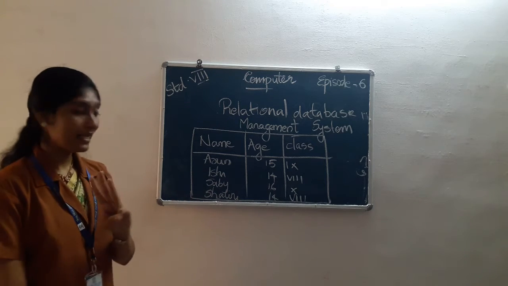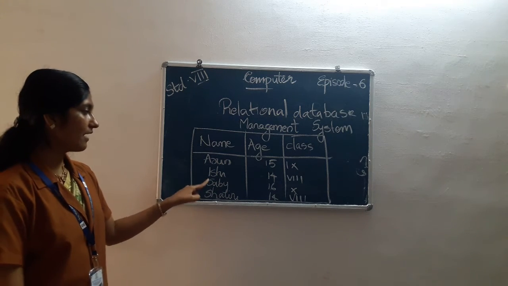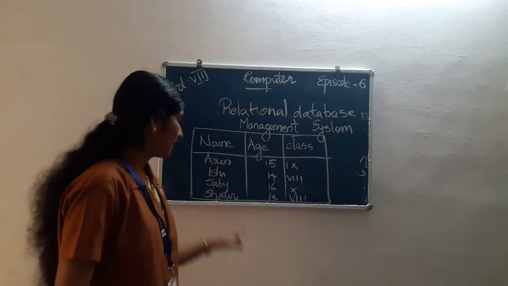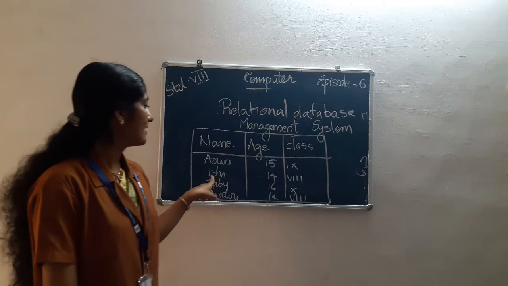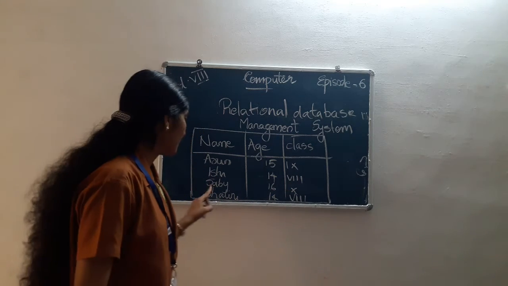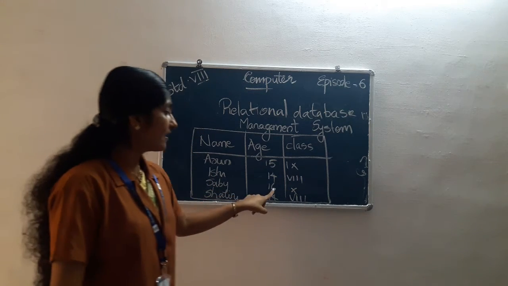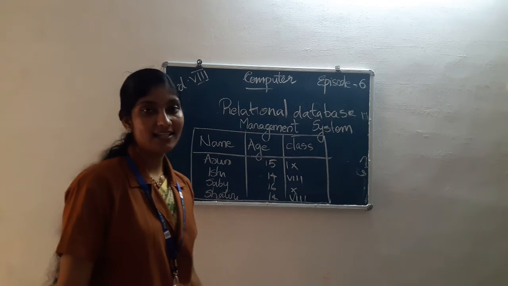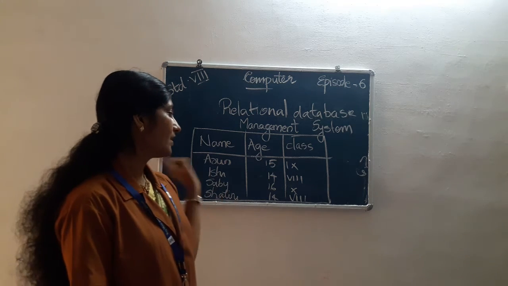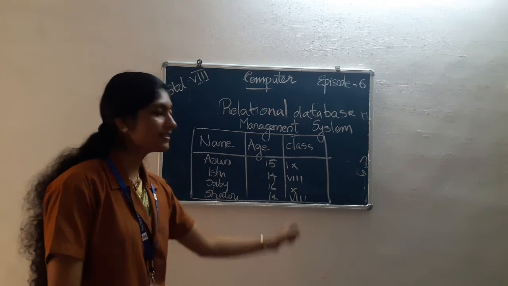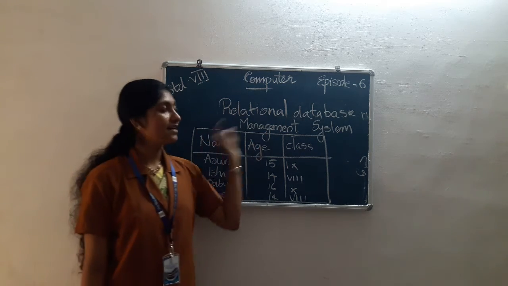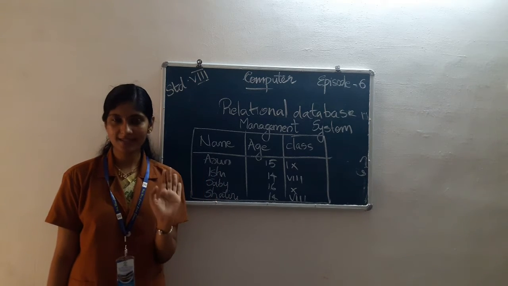Right? So there are 4 names: Arun, and his age is 15 and he is in class 9. Then second one, Ishi. Her age is 14 and she is in class 8. Then Sabi, his age is 16 and he is in class 10. Then finally the last student, Shalini, her age is 14 and she is in class 8. So in this form, the data are arranged in a relational database management system.